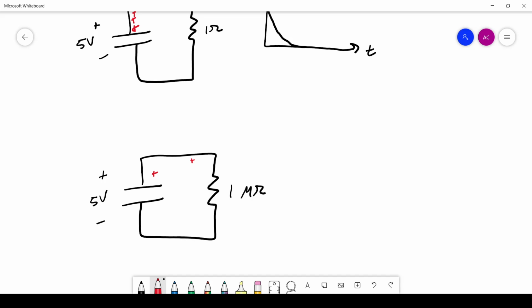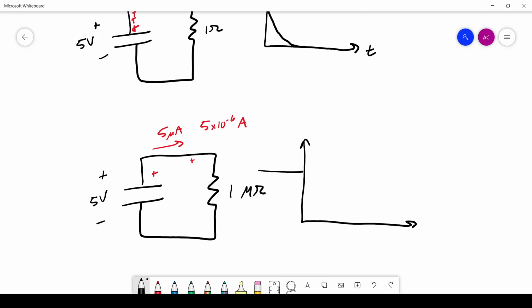Okay, and now we have, the abbreviation for it is 5 microamps, or 5 times 10 to the minus 6 amps. We have a whole lot less charge that's moving. So what's going to happen is that if we look at a graph of the capacitor voltage versus time, we start off charged to 5 volts, and now it's going to take a whole lot more time for that thing to discharge because it's discharging very, very slowly, right? And this is what we can do with capacitors, okay?